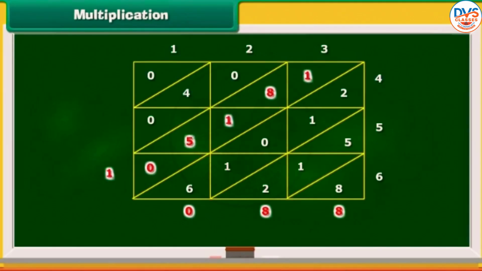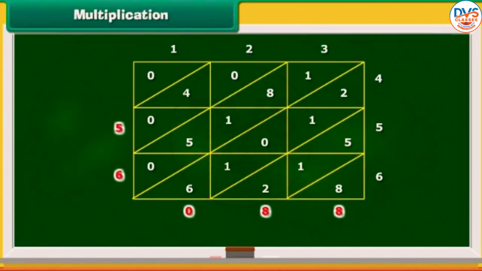It has 5 elements: 1, 8, 1, 5 and 0. Their sum is 16, including the carry over 1. Write 6 and carry over 1 to the next diagonal. It has 3 elements: 0, 4 and 0. Their sum is 5, including the carry over 1.